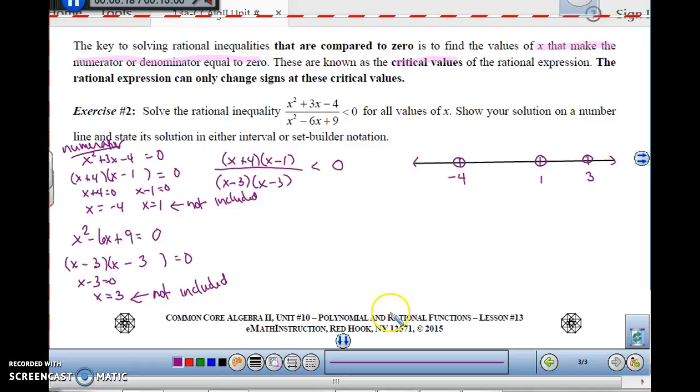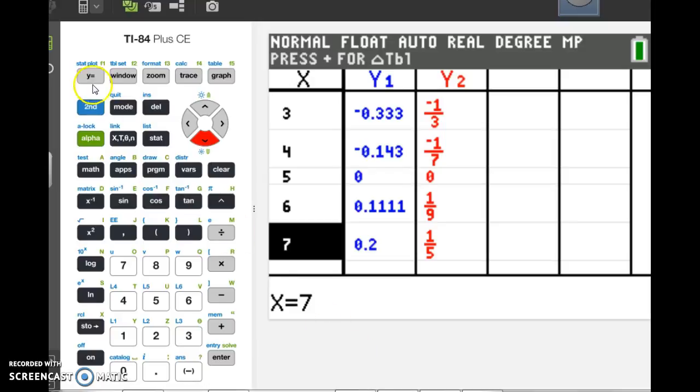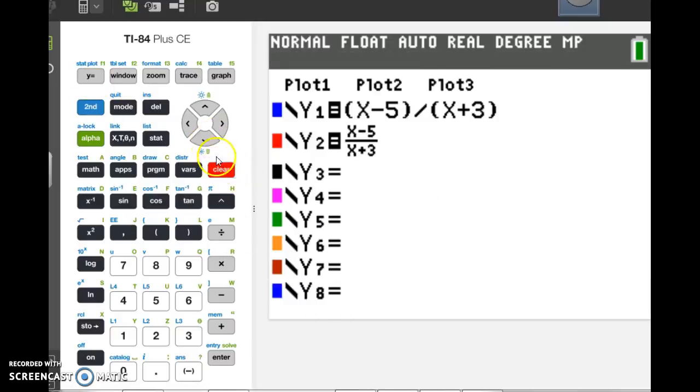All right, so what we need to do is go to our calculator, and we want to put in our equation. Now, you can either put it in this way or in the factored form. I'm going to put it in this way because it's a little quicker to type. So if I go to y equals, I'm going to clear these out.